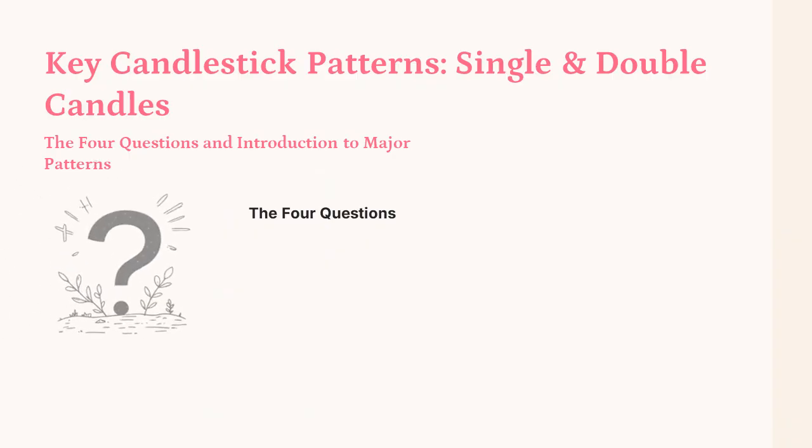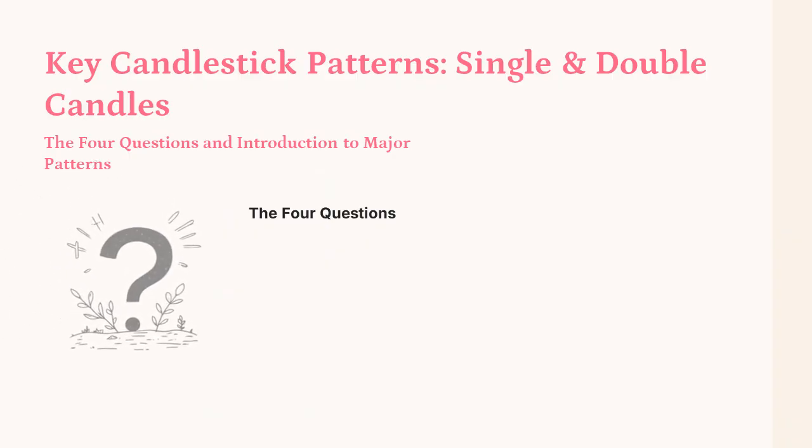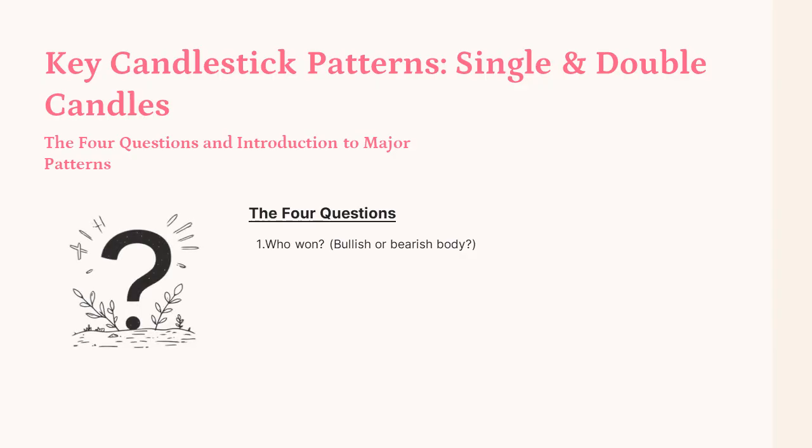Now, let's bring all these concepts together into a practical framework for reading any single candle. When you look at a candle, ask yourself 4 questions. Question 1, who won? Is the body bullish, close above open, or bearish, close below open? This tells you which side had the net advantage.